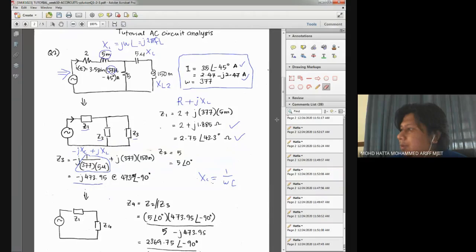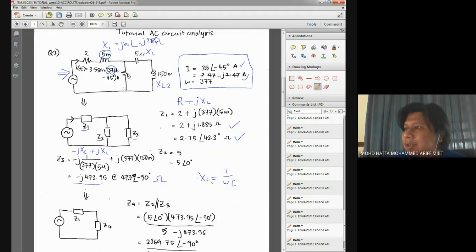This is the combination of this part and also this XL part. So you will have Z3 as negative J473.95. And also you can convert it into polar form or phasor form. It's given by this value. And maybe I forgot to write the units over here. That is for Z3. And Z2, we come back to Z2.